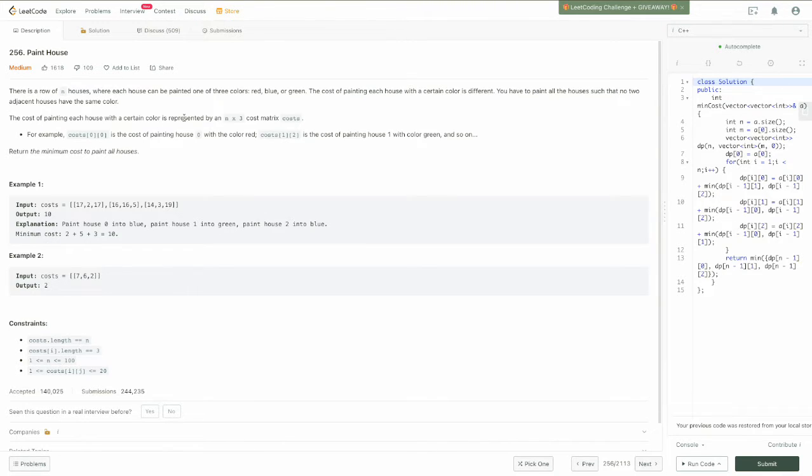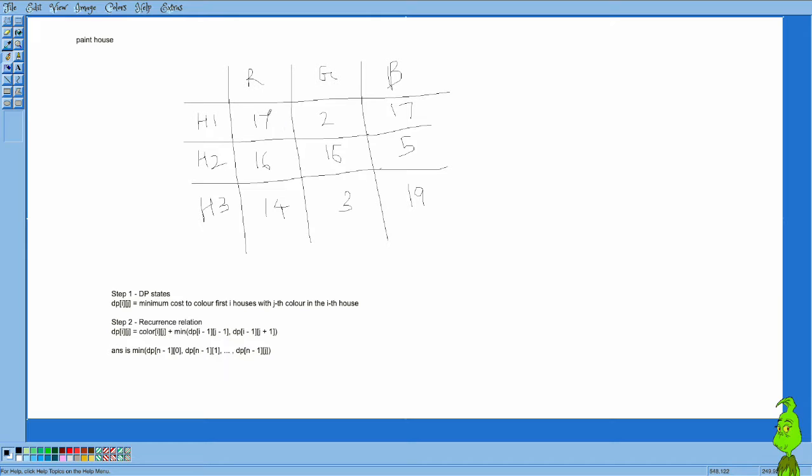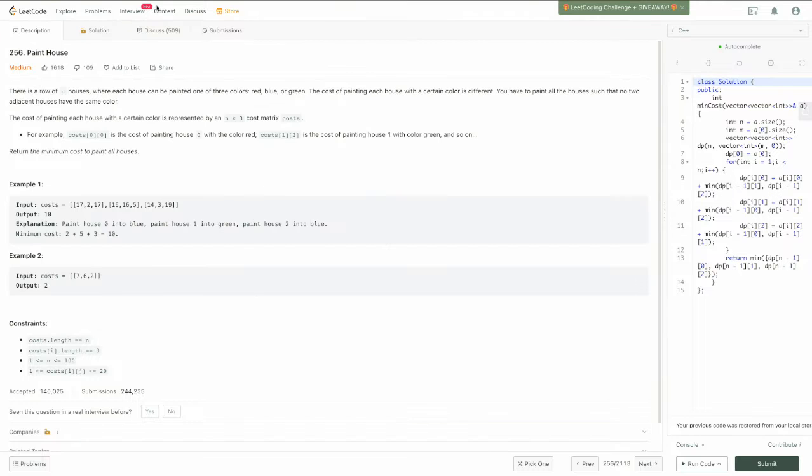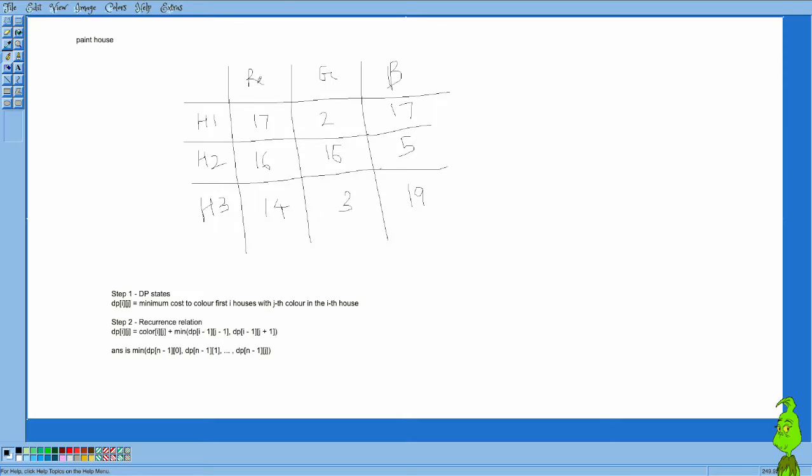The cost of painting each house is represented by the matrix cost. So for this it is 17, for this it is 2. Cost of painting house 1 with red, house 1 with green, and house 1 with blue. Okay, now cost 0 0. Yeah, they have explained this. Return the minimum cost to paint all the houses.